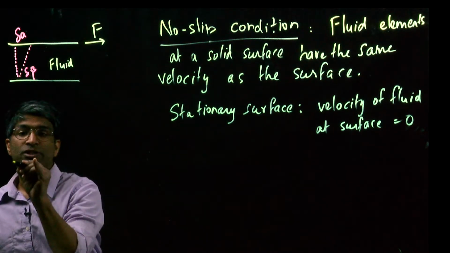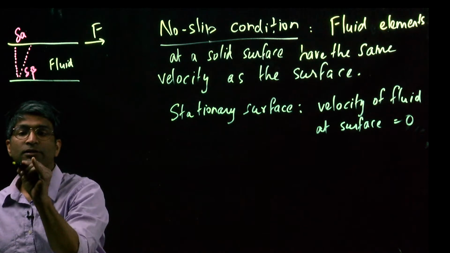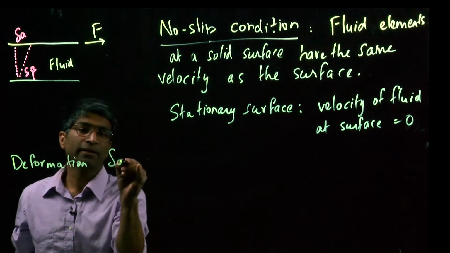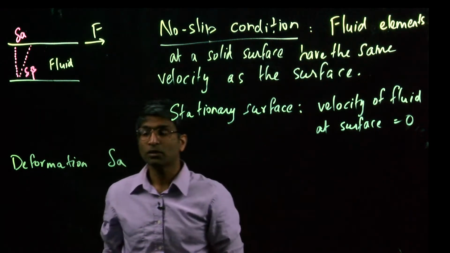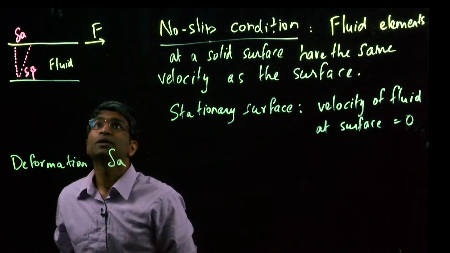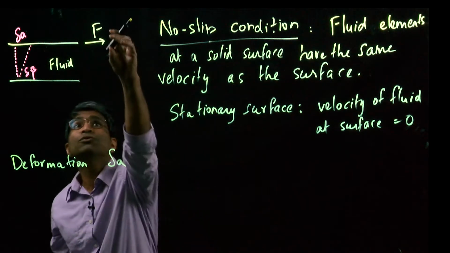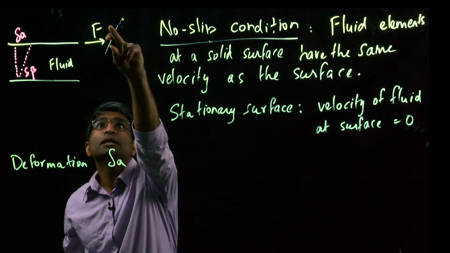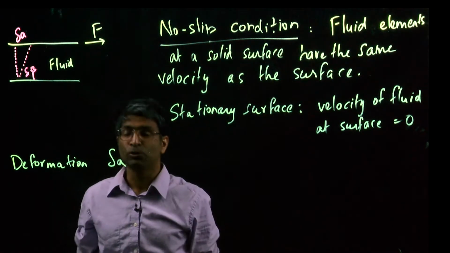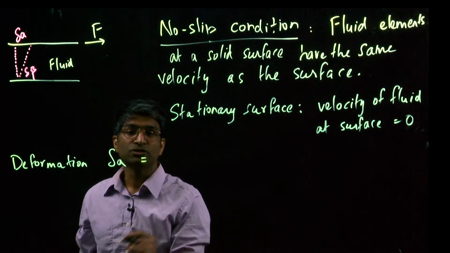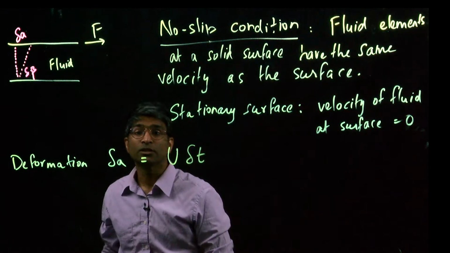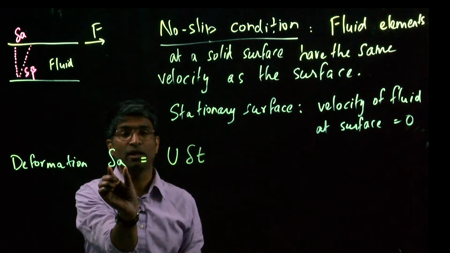So the deformation itself, just like earlier, delta A, is what we need to concern ourselves with. Now, we assume that if this force F is producing a velocity u in the fluid as a result of pulling the fluid along, I would write this delta A then as u times delta t, where delta t is the time over which this delta A occurred.